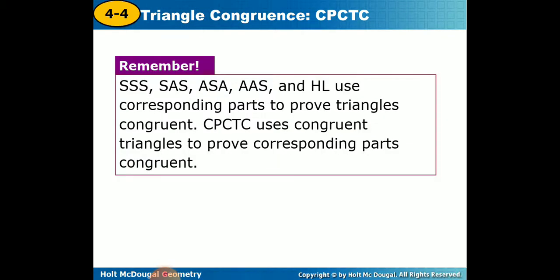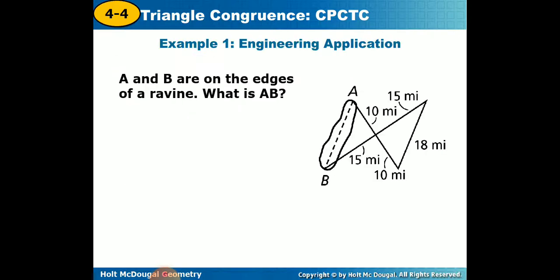Remember together: SSS, three sides are congruent to each other. SAS, two sides and one angle. ASA, two angles and one side. AAS and HL. Here we use corresponding parts to prove triangles congruent or not. Let's have an example to know what we are talking about.